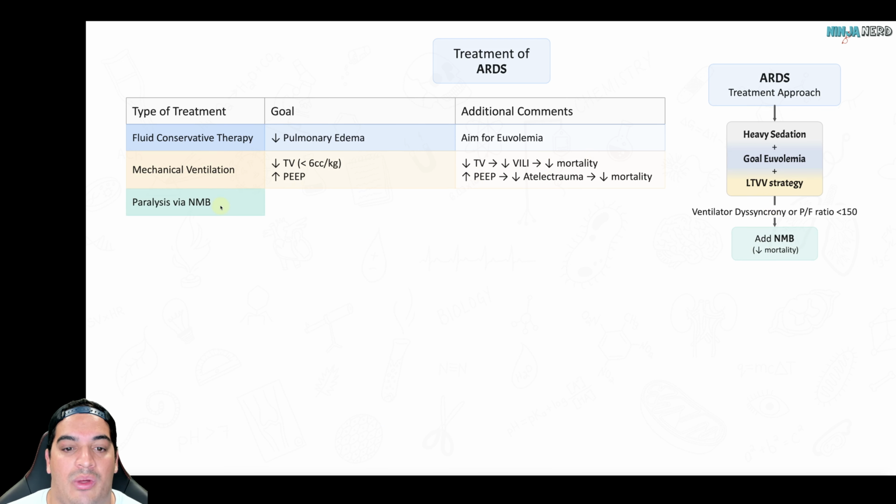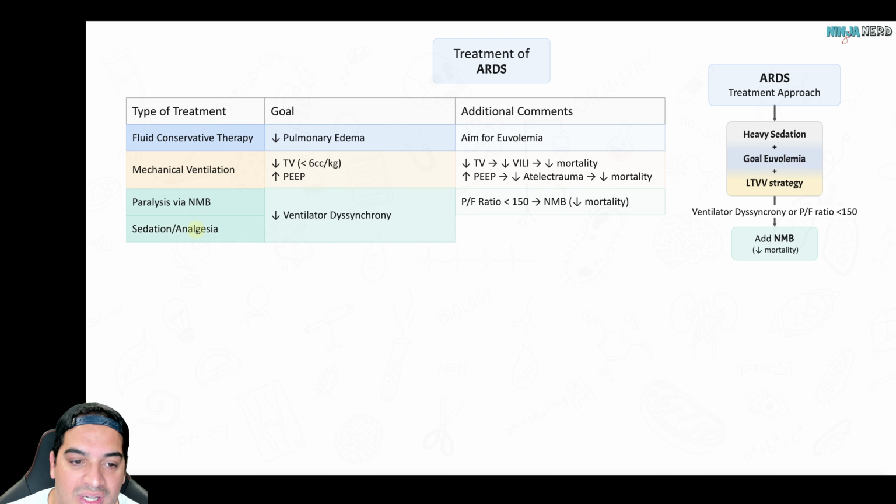And what we do now is we paralyze the patient. We don't allow them to breathe above what we want the ventilator to give them because it can injure them. So this is designed to reduce ventilator dyssynchrony. And generally we do this when the PF ratio is less than 150 and we've failed the other measures above. It's been shown that if we can do that, we potentially can reduce mortality.